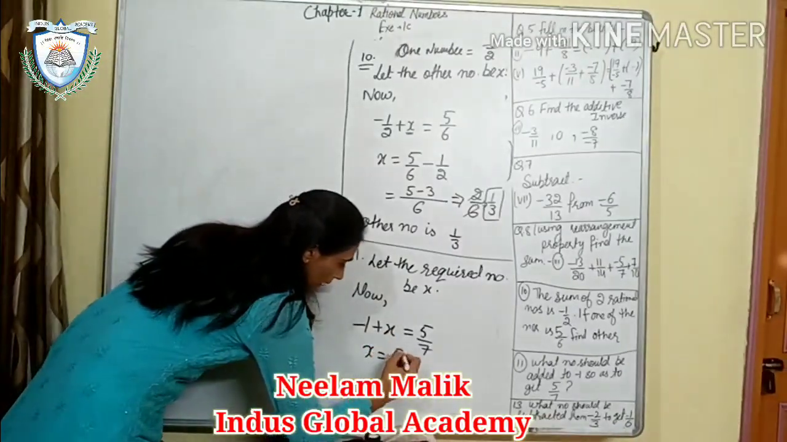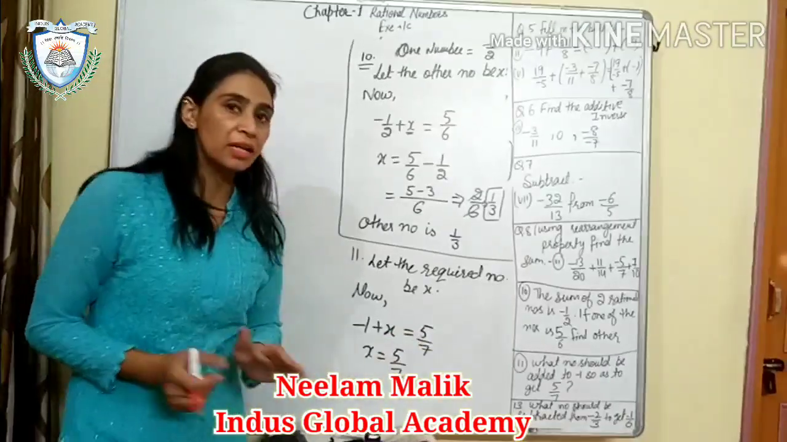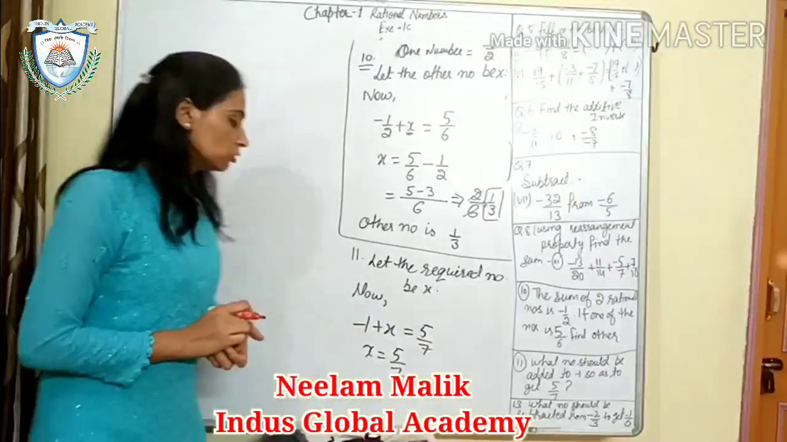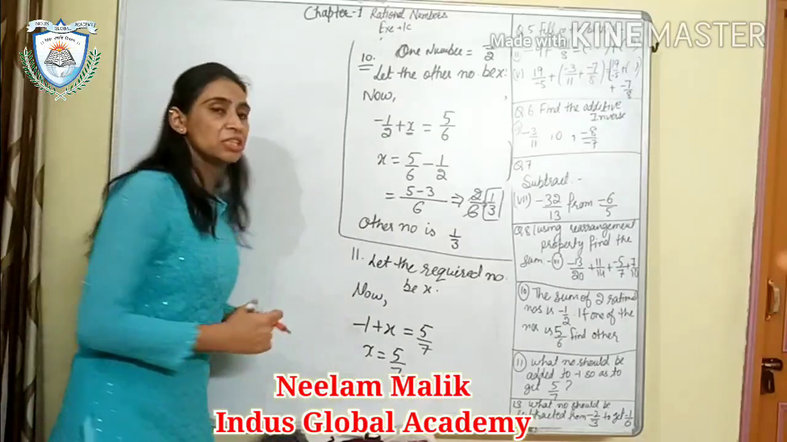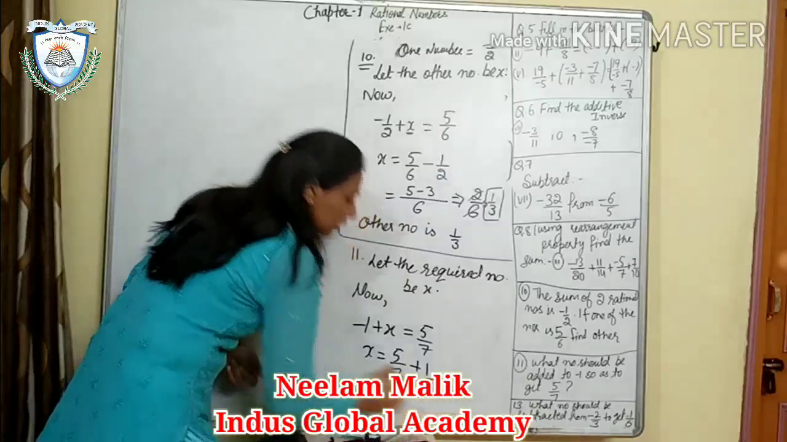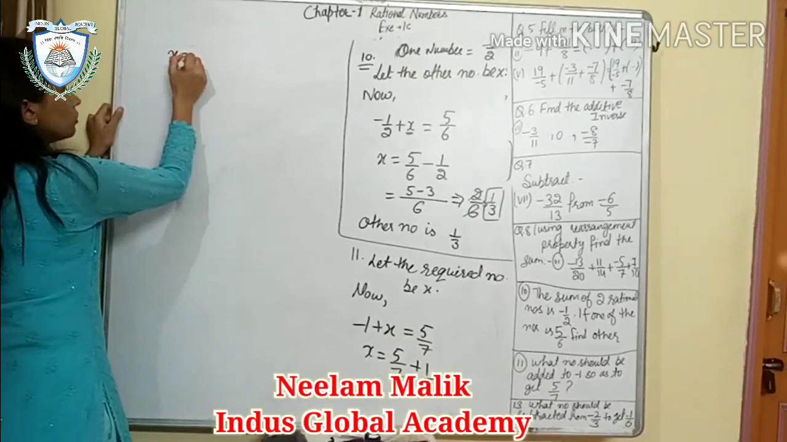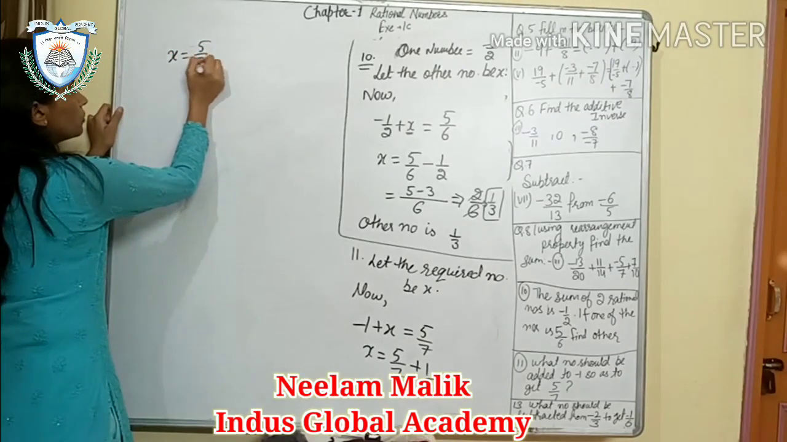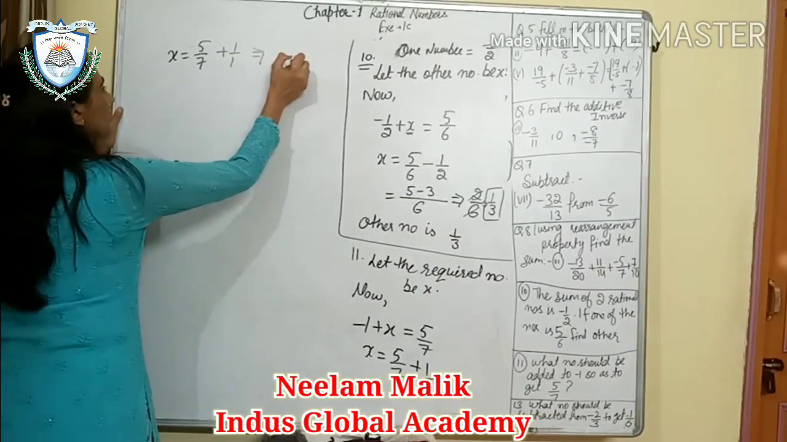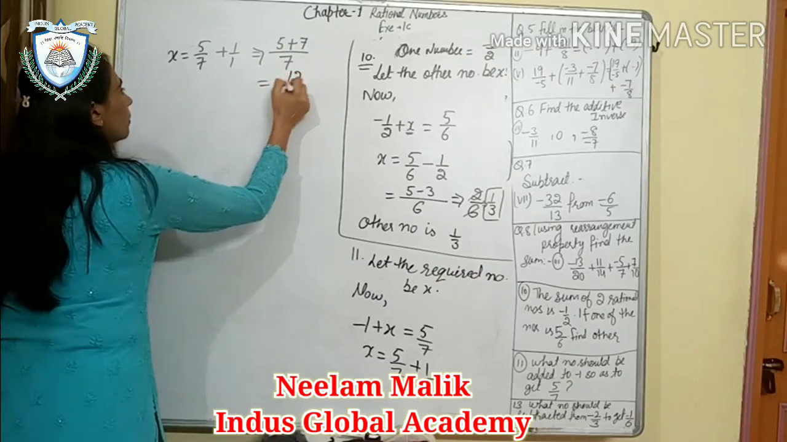x equals 5 upon 7. Now you tell me, this is minus 1; will it be minus 1 or plus 1 on the other side? It will be plus 1, because the sign changes when a number changes its side. I am putting 1 as the denominator. So x is equal to 5 upon 7 plus 1 upon 1. You will get 5 plus 7, which is 12 upon 7.